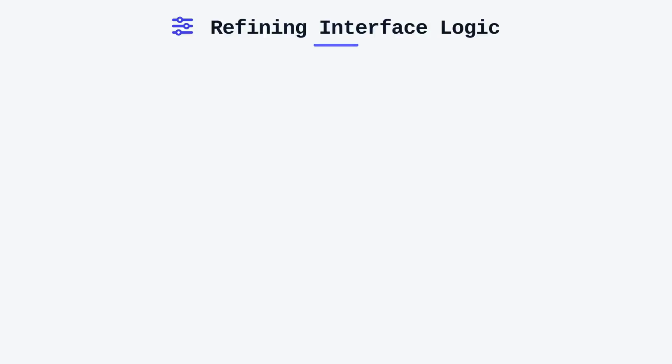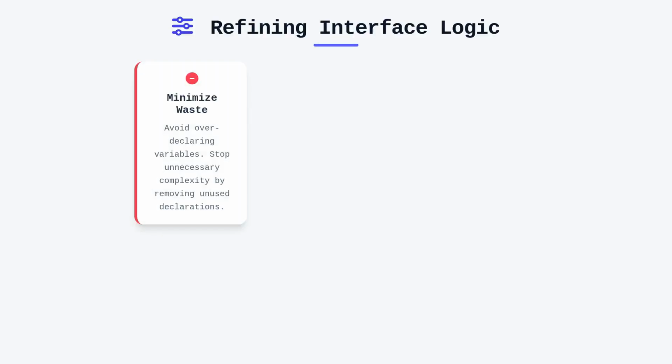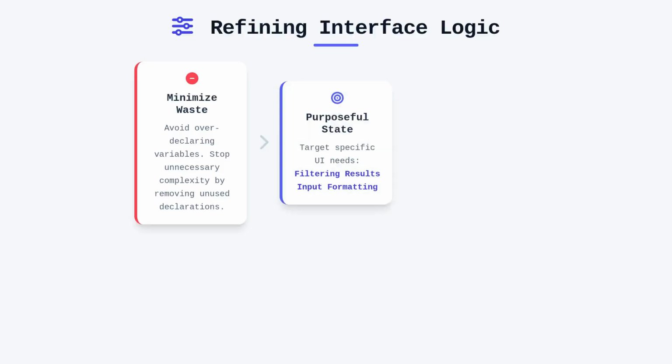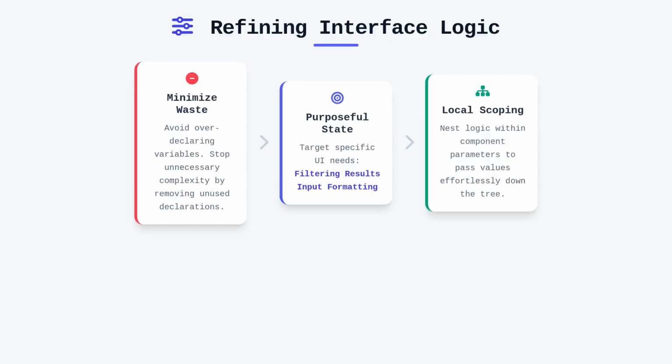Refining these interfaces requires a disciplined approach to managing the variables themselves. You want to avoid over-declaring variables that do not serve an immediate purpose, as this can lead to unnecessary complexity. Instead, focus on defining variables that support specific UI state requirements, such as filtering results or formatting input for a user. By nesting your logic within the parameters of your components, you can leverage the local scope to pass updated values down the tree of components effortlessly.